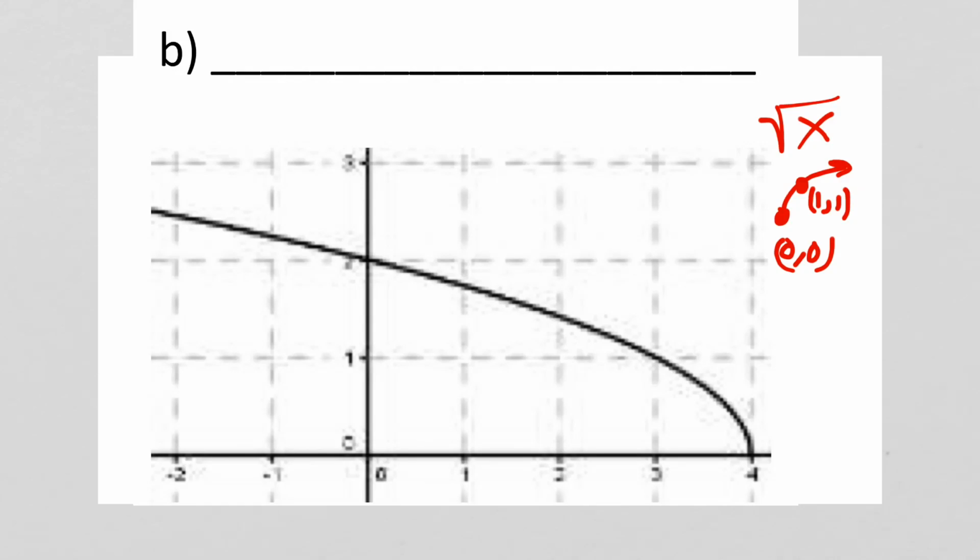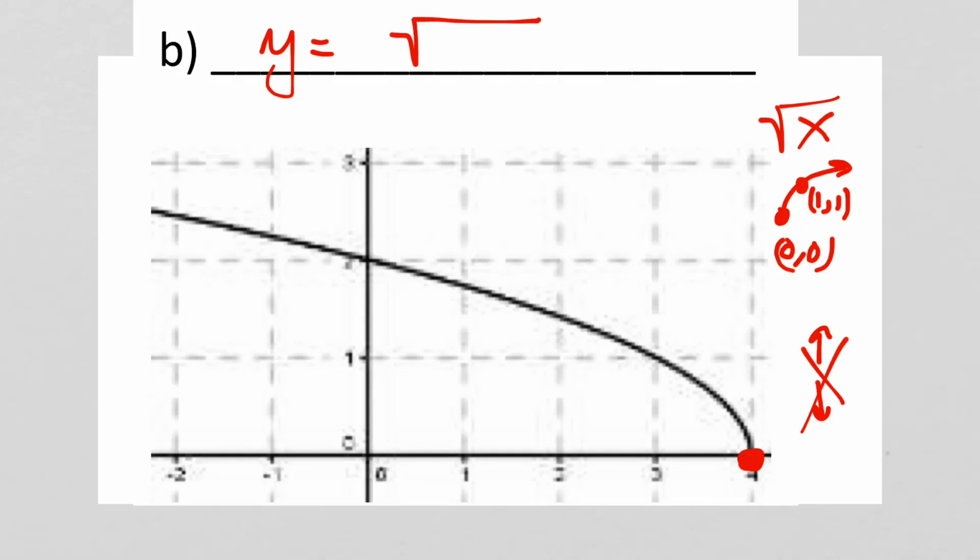Well, what has been done to this poor square root graph? I know by looking at that key middle thingy, it's still on the x-axis, which means I have not shifted it up or down. So there is no plus anything at the end. But I do know that it is a square root graph.